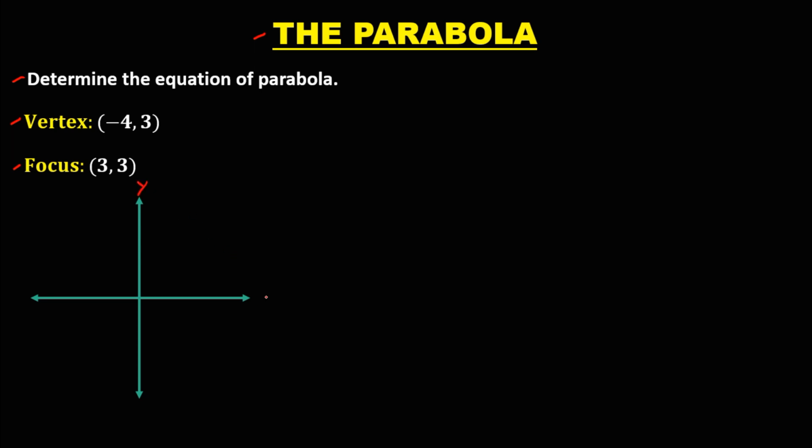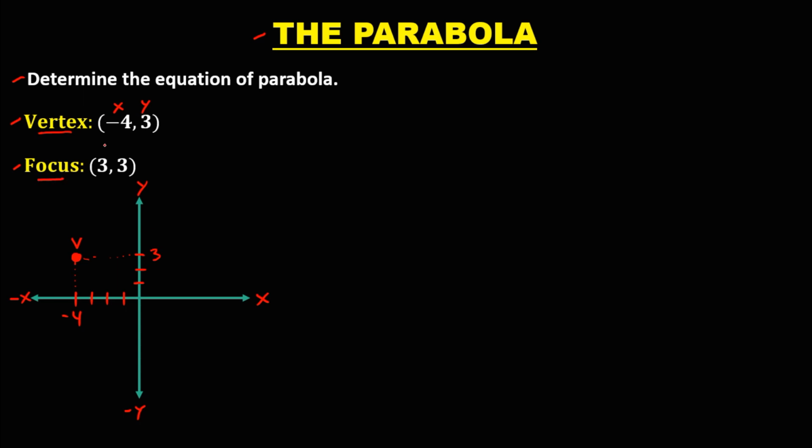This is positive y, positive x, negative y, and negative x. Then from the given vertex, x is negative 4. So negative 1, negative 2, negative 3, negative 4, and y is positive 3. So positive 1, positive 2, then positive 3. Then you connect to find the point of the vertex. So this is now the point of the vertex.